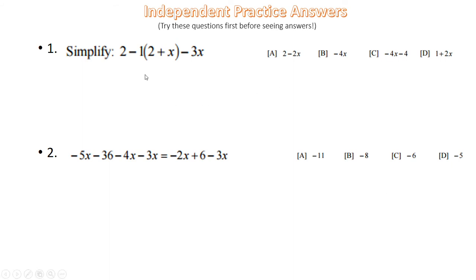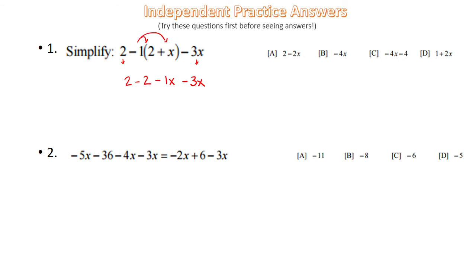On number 1, you should notice that there are 2 numbers in front of the parentheses, but we're only distributing the one right in front of it, which is negative 1. So I'm going to multiply negative 1 times 2 and negative 1 times x, but I have to drop down the 2 and the minus 3x. I can't forget about those. Negative 1 times 2 is negative 2, and negative 1 times x is negative 1x. So I'm writing this phrase as 2 minus 1x minus 3x.